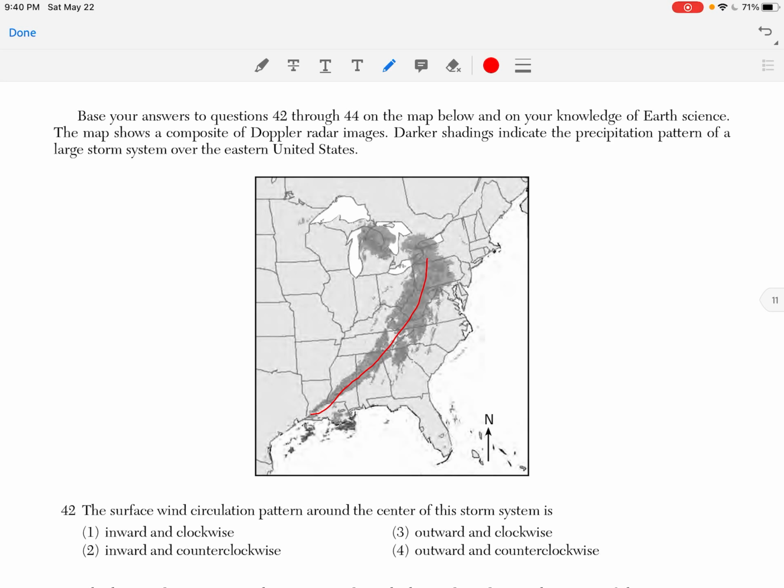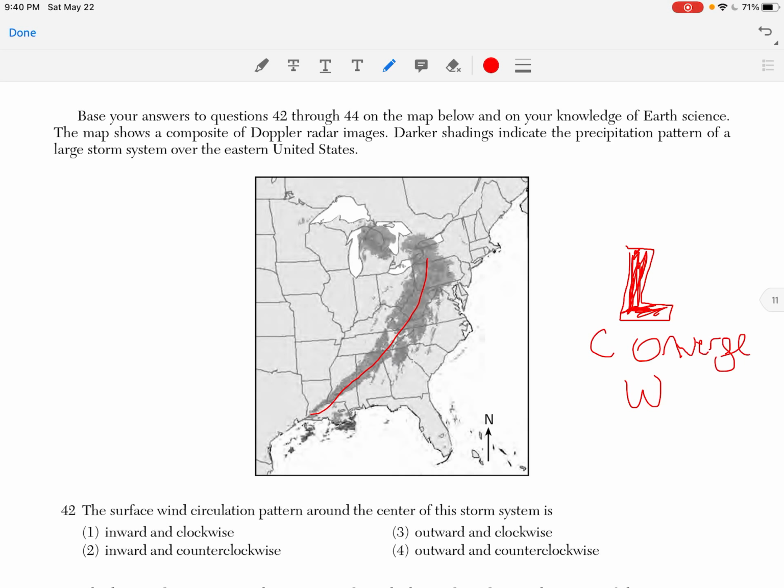But anyway, this first question, number 42, is asking about the surface wind circulation around the center of this storm. And remember, stormy weather tends to be low pressure. Okay, so low pressure, you have to kind of recall the relationships of weather to low pressure. Low pressure, lousy weather. Low pressure, if you remember me doing this, low equals converge, which means all the winds are going to be blowing in towards it.